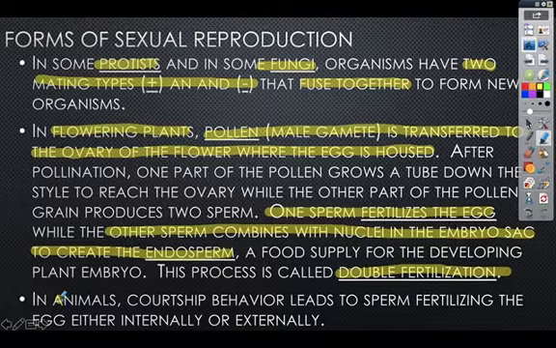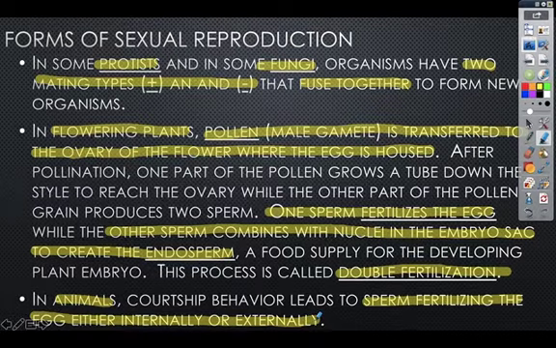which should make sense because you have two sperm and they're each fertilizing something, so double fertilization. Now, in animals like humans, you're going to have courtship behaviors, and this leads to the sperm fertilizing the egg, and it's going to be either internal or external.